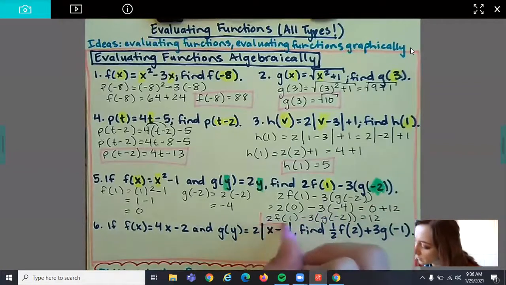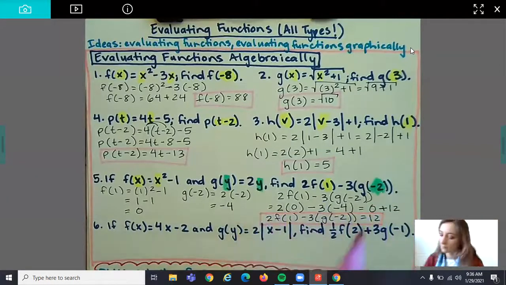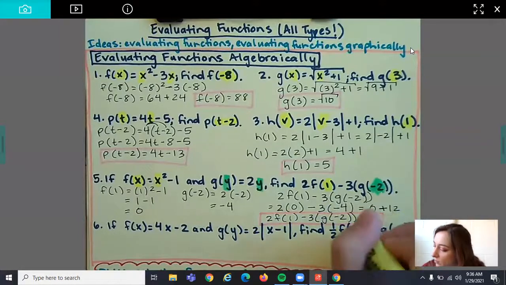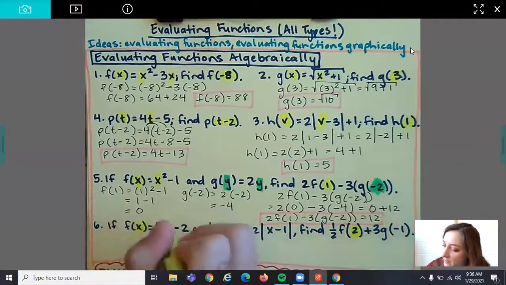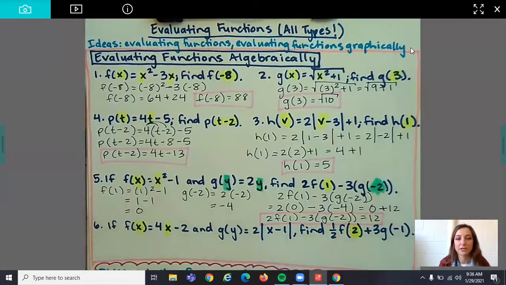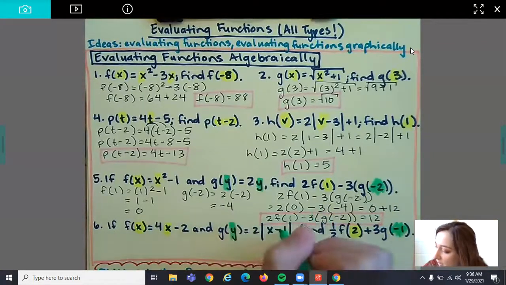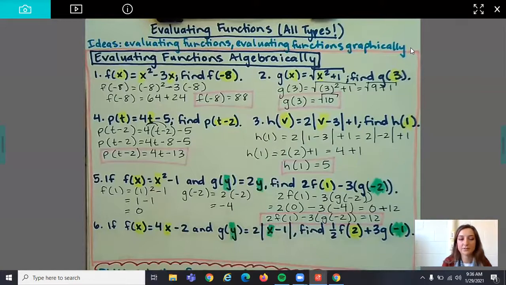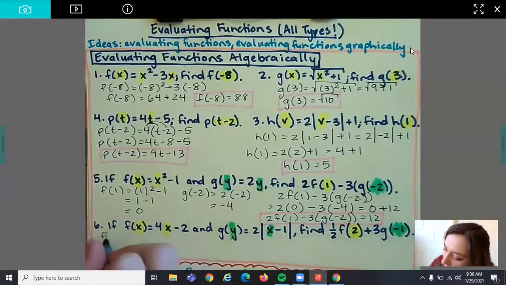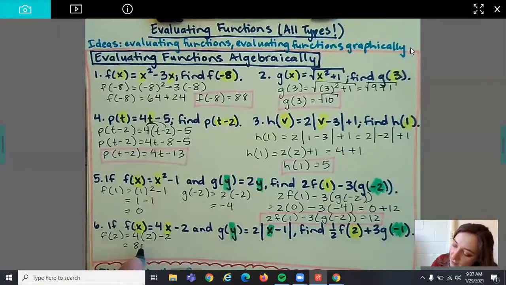Okay, we're going to do another one. So we have f and g again, and here we're doing f of 2, so anywhere I see an x, I'm going to plug in a 2. And for g, I have g of negative 1, so anywhere that I see a y, I'm going to plug in a negative 1. All right, let's first start off by finding f of 2. So we're going to plug in 2 right here, so 4 times 2 minus 2. 4 times 2 is 8, minus 2 is 6, so f of 2 is 6.